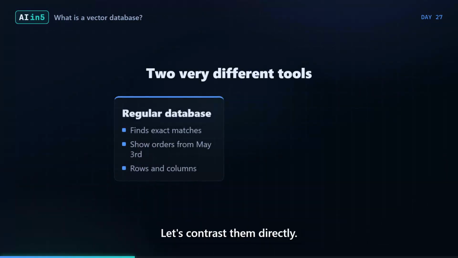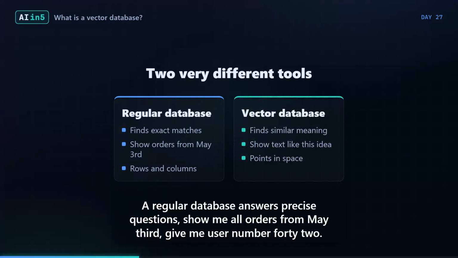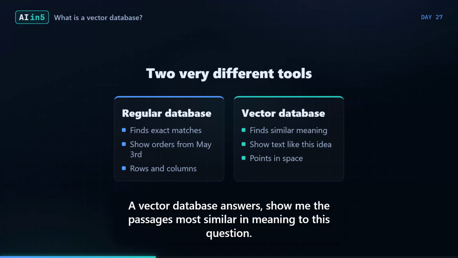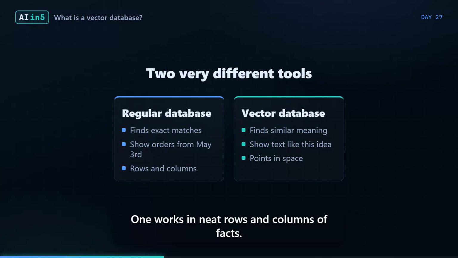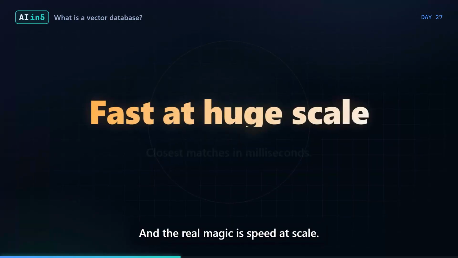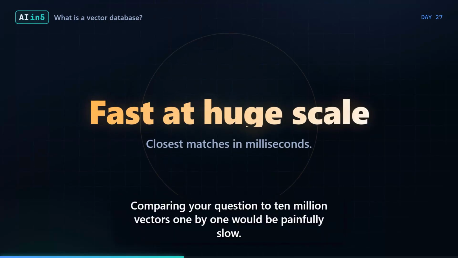Let's contrast them directly. A regular database answers precise questions. Show me all orders from May 3rd. Give me user number 42. Exact, literal lookups. A vector database answers: show me the passages most similar in meaning to this question. One works in neat rows and columns of facts. The other works in a cloud of points in meaning space. Different questions, different tools.